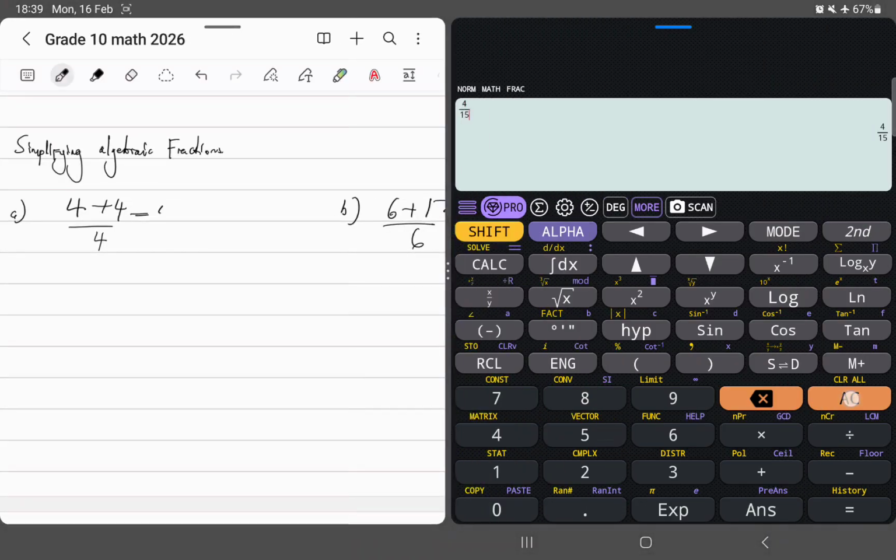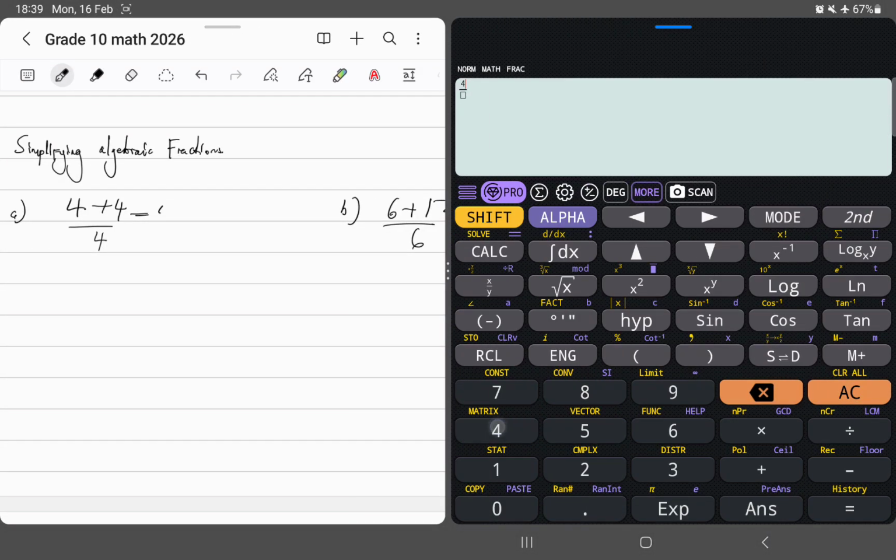So if I'm having 4 plus 4 divided by 4, can you say that our answer is a 2? This 4 does not cancel that 4 such that we are left with a 4. But then our answer is a 2. How did they find that 2? They said 4 plus 4 is 8. And what is 8 divided by 4? It's going to become a 2.